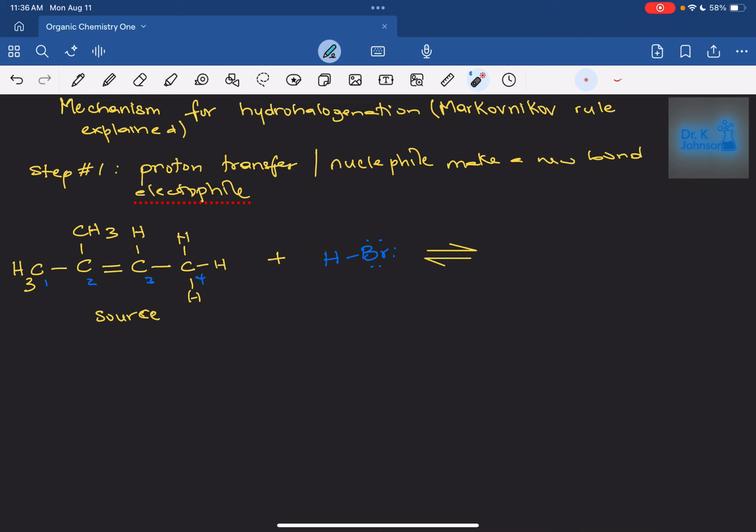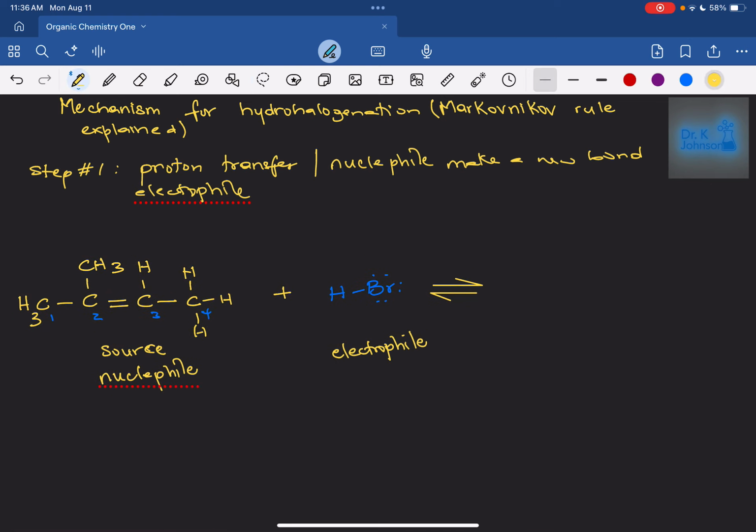All right, so let's draw our arrow showing our proton transfer, right? Our nucleophile making a new bond with our electrophile. So in this reaction, your source is your nucleophile, right? And the hydrogen over here is the electrophile. So, nucleophile making a new bond with an electrophile. Let's draw our curved arrow. So let me bring this down just a little bit. Let's draw a curved arrow.